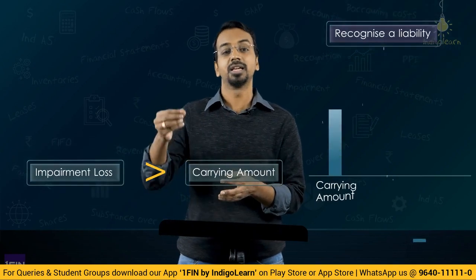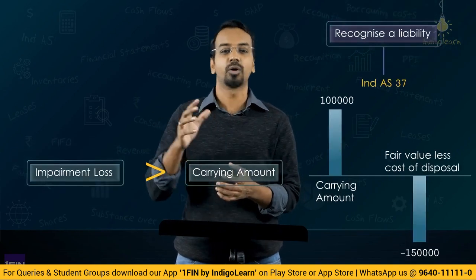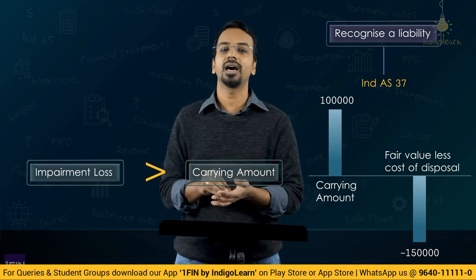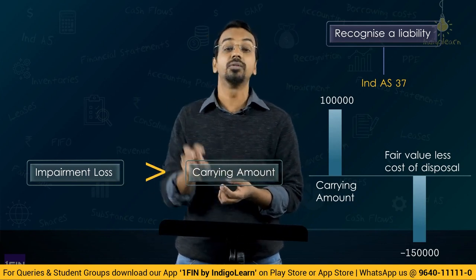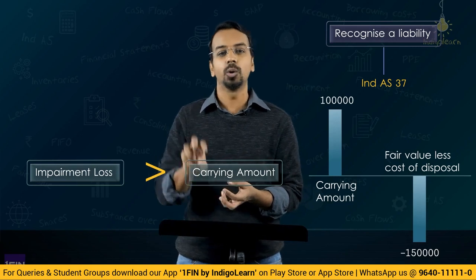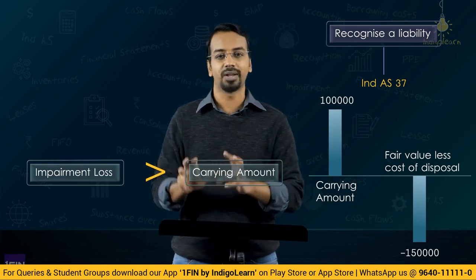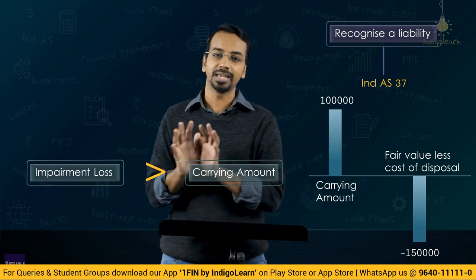Sometimes what may happen is whenever we are testing for impairment, we realize that the impairment loss is greater than the carrying amount of that asset. This may be a case where there are associated liabilities related to disposal. In that case, you will recognize that extra liability only if it is permitted by Ind AS 37. That we will understand separately as a part of Ind AS 37.